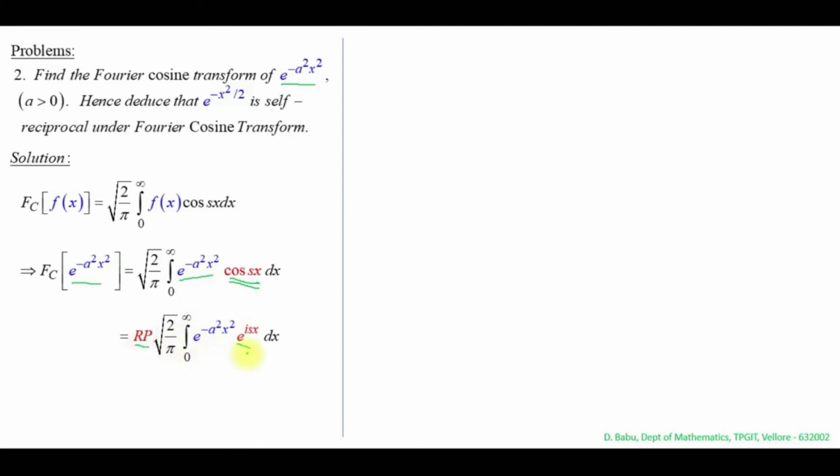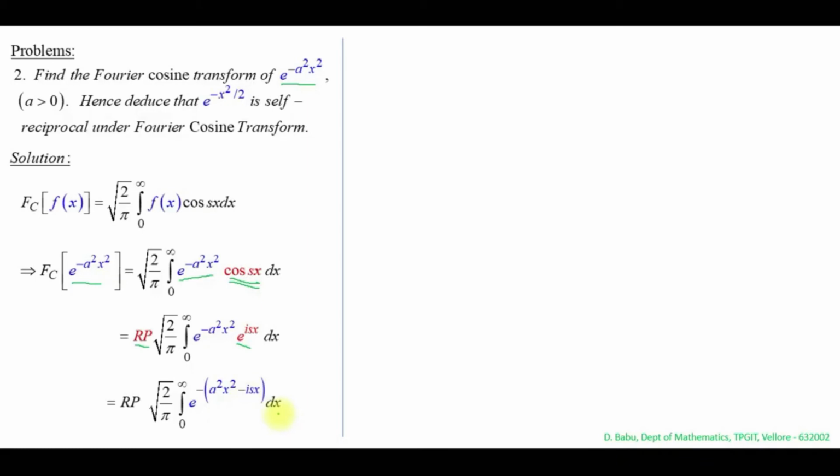Now the problem is similar to the previous one. The same steps are to be followed. So, real part of square root of 2 by pi, integral 0 to infinity. Here the base is the same, e. So add the exponents: e power minus, taking minus common, of a square x square minus isx, dx.